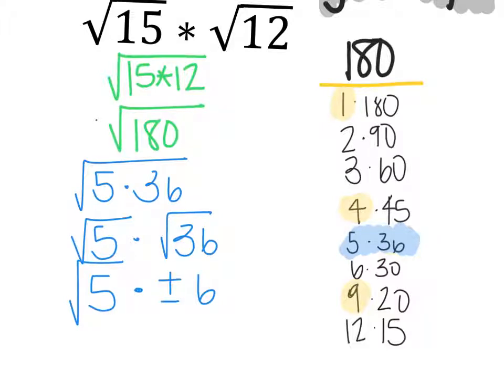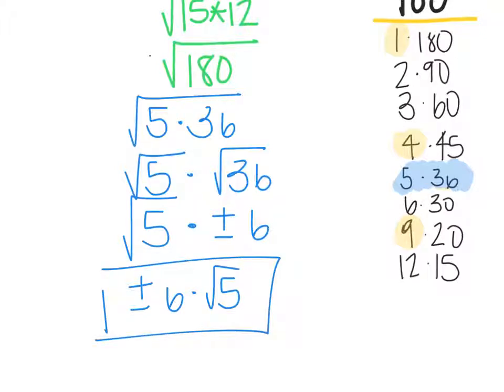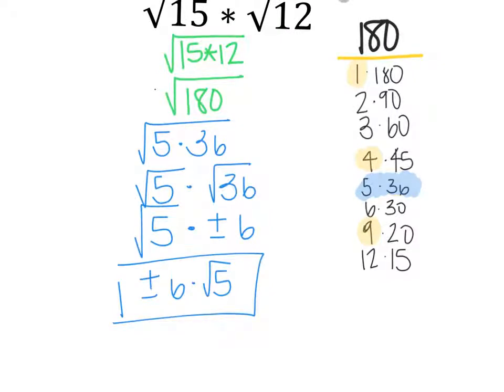Now, this is not a wrong answer, but it's not a correct answer either. When we write these, we always want to write the coefficient, or the number without the radical, first. So we're going to write this as positive and negative 6 times the square root of 5. So my simplified form of the square root of 180 would be positive negative 6 times the square root of 5.